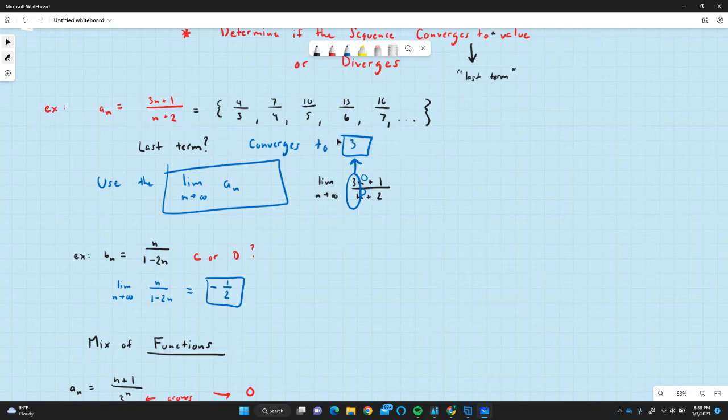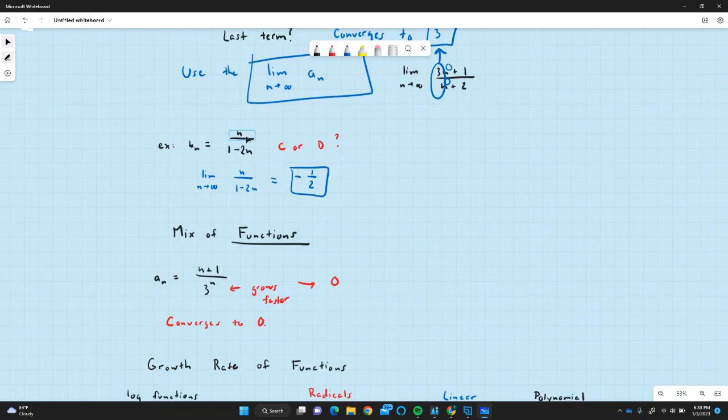How did I do that so quickly? Well, really, at the end of the day, we're just talking about the end behavior. So what a sequence converges to is simply the end behavior of that sequence if we were to look at it like a function. And to find the end behavior of a function like this, we know by now that if the powers are the same, we can just divide the leading coefficients and we get 3.